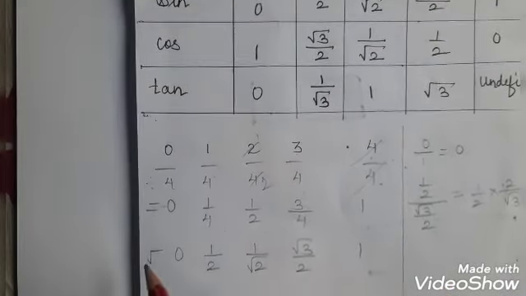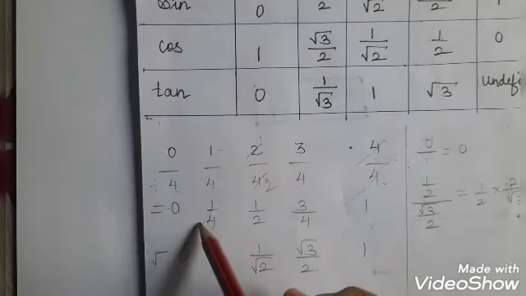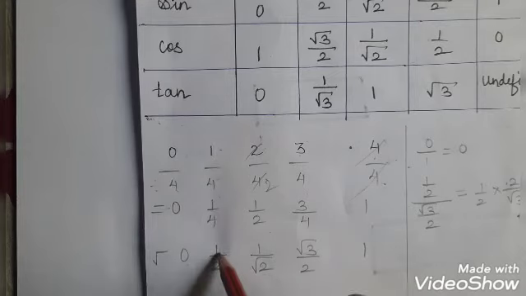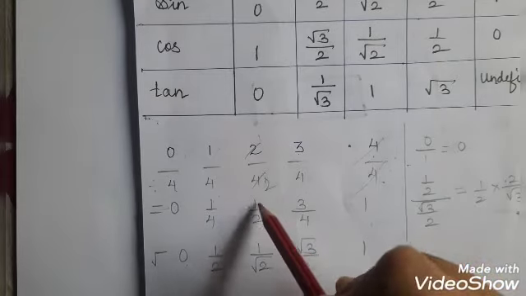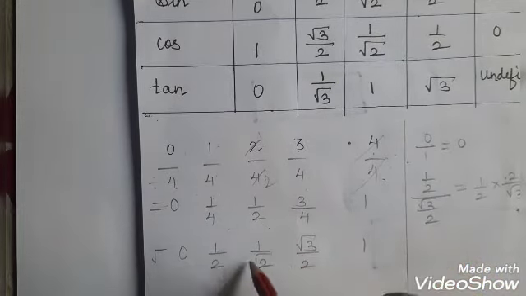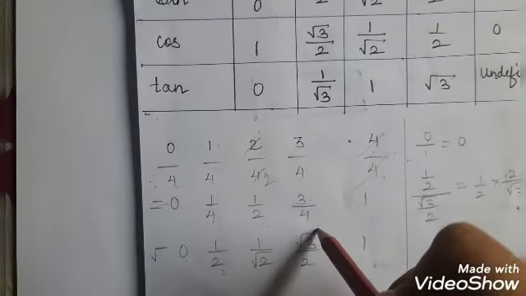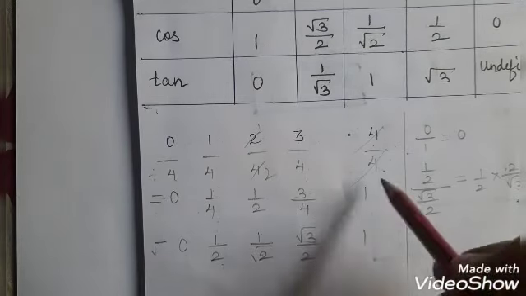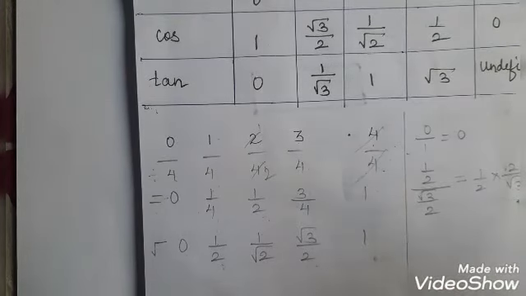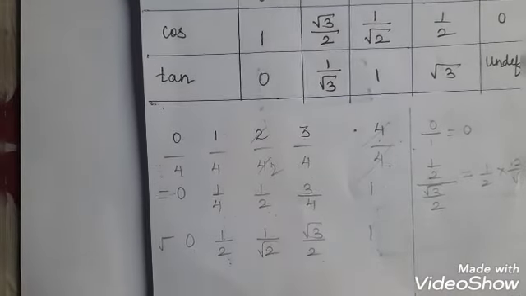Next, the next step is taking square root. So now you have to take square root for all these terms. So square root of 0 is 0 itself. Square root of 1 upon 4: square root of 1 is 1 and square root of 4 is 2, so that becomes 1 upon 2. Next, square root of 1 upon 2 becomes 1 upon root 2, because square root of 2 is root 2 itself. Then square root of 3 upon 4: square root of 3 is root 3 and square root of 4 is 2. And last, square root of 1 is 1 itself. So you got 0, 1 upon 2, 1 upon root 2, root 3 upon 2 and 1.